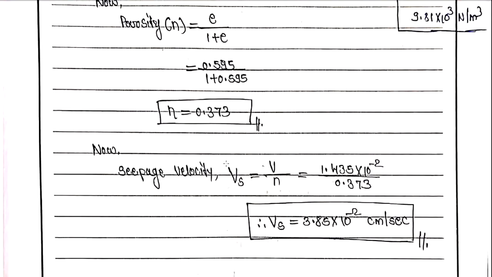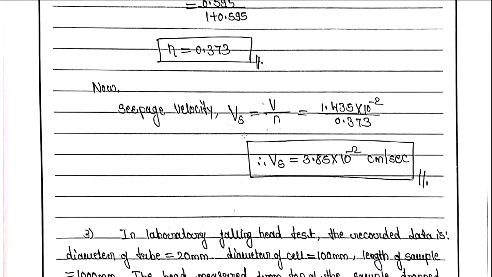So I have calculated the seepage velocity and written it as V divided by n, and I got the final answer as 3.85 into 10 to the power minus 2 centimeter per second. So you can go through it.